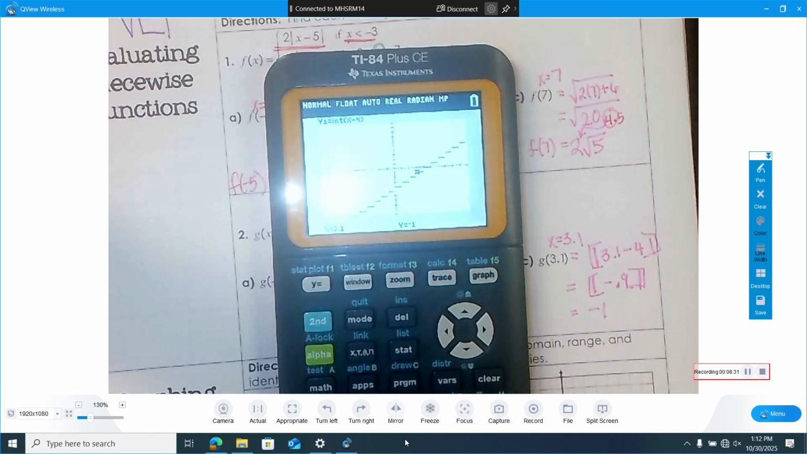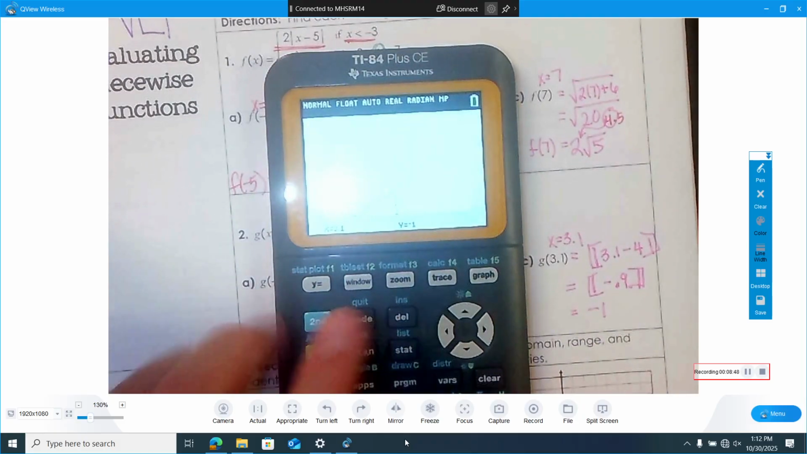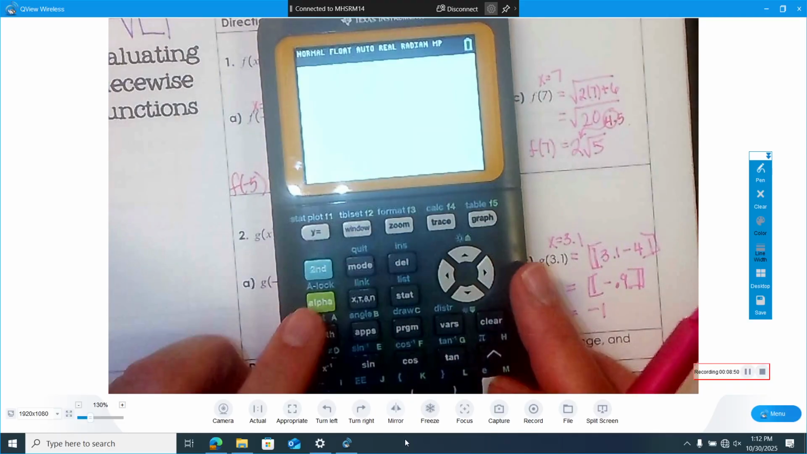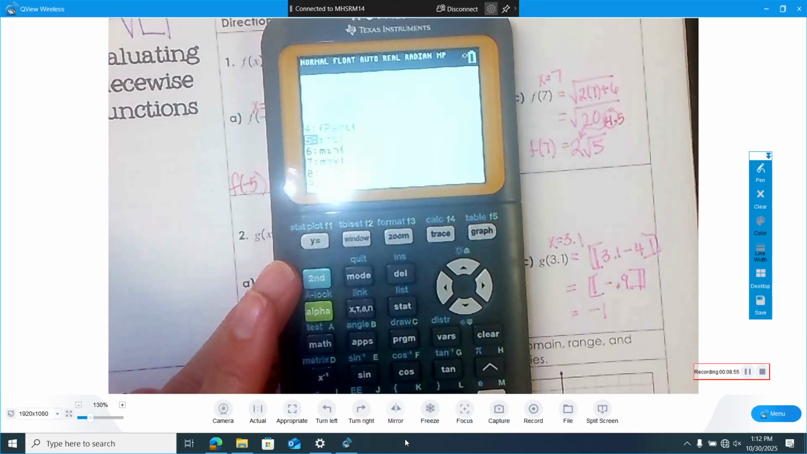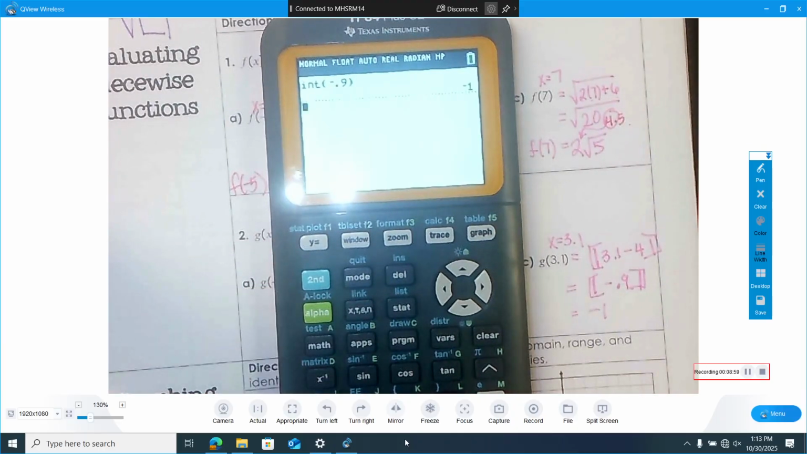Oh, that is because I put in x minus 4. I put in the actual function. Okay. There you go. So I put in the actual function portion. I could do it if I just wanted to use that. I could go back to my home screen and do math, num, integer, and then just put in my -0.9 if I wanted to do that. And you'll see we get -1.